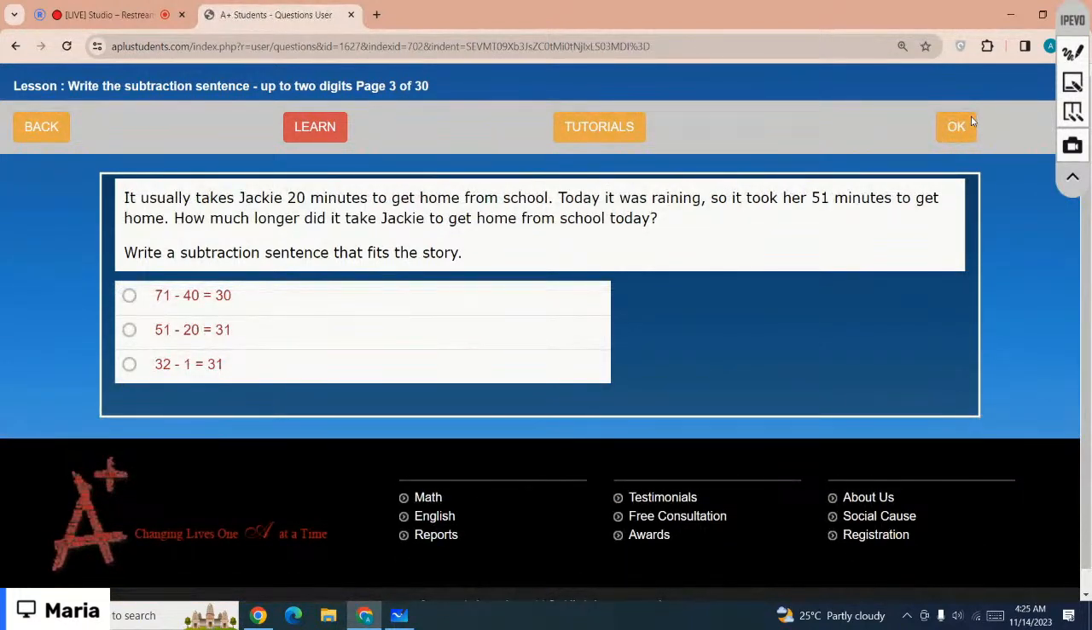Okay, the next one is, it usually takes Jackie 20 minutes to get home from school. Today it was raining, so it took her 51 minutes to get home. How much longer did it take Jackie to get home from school today? So which is the correct option?